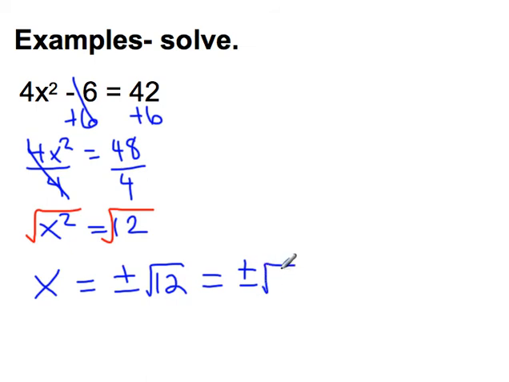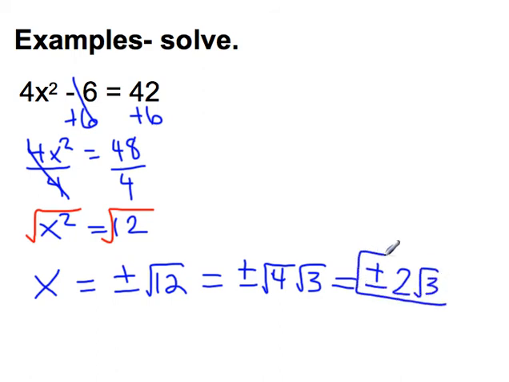I can write 12, if I find my greatest perfect square that goes into it, would be 4. So it would be the square root of 4 times the square root of 3. That would still be square root 12. So when I write my final answer, keeping that plus or minus out front, the square root of 4 is 2 and square root 3 is left. So x equals positive 2 square root 3 and negative 2 square root 3.